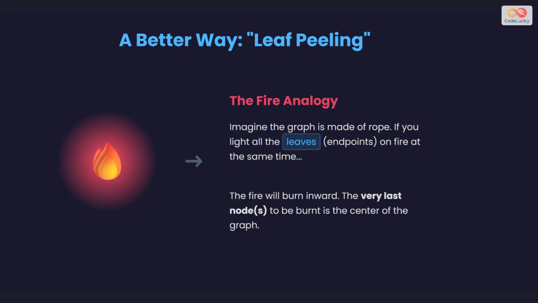Think of the graph as a physical object made of rope. If we were to light all the leaf nodes on fire simultaneously, the fire would move inward along the edges. The very last node or nodes to remain safe would be the center. This is often called the leaf peeling method.